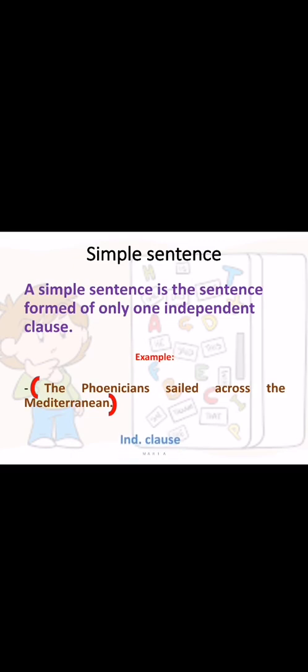A simple sentence is the sentence formed of only one independent clause. Example: The Phoenicians sailed across the Mediterranean. It is one independent clause.